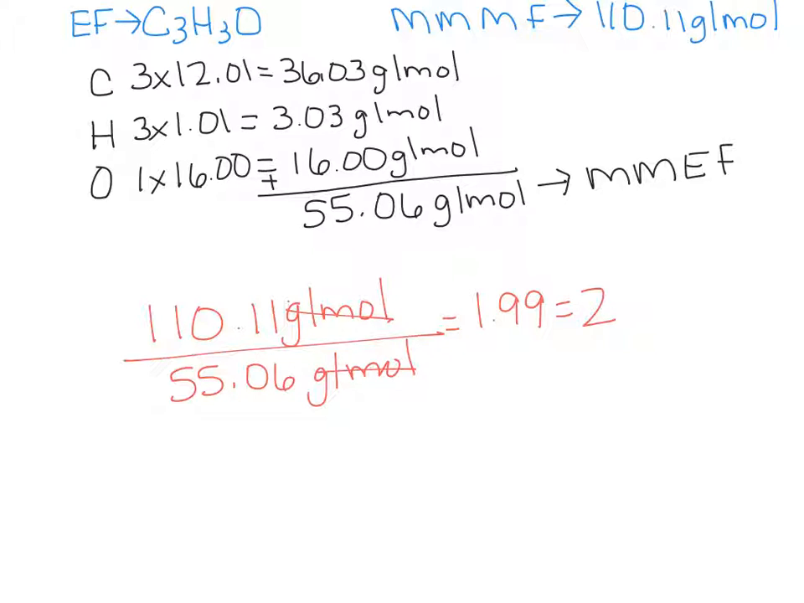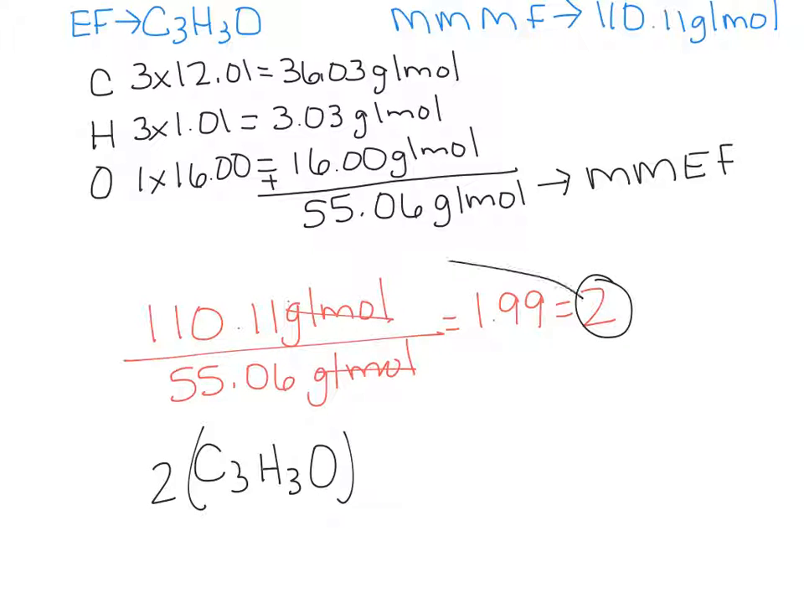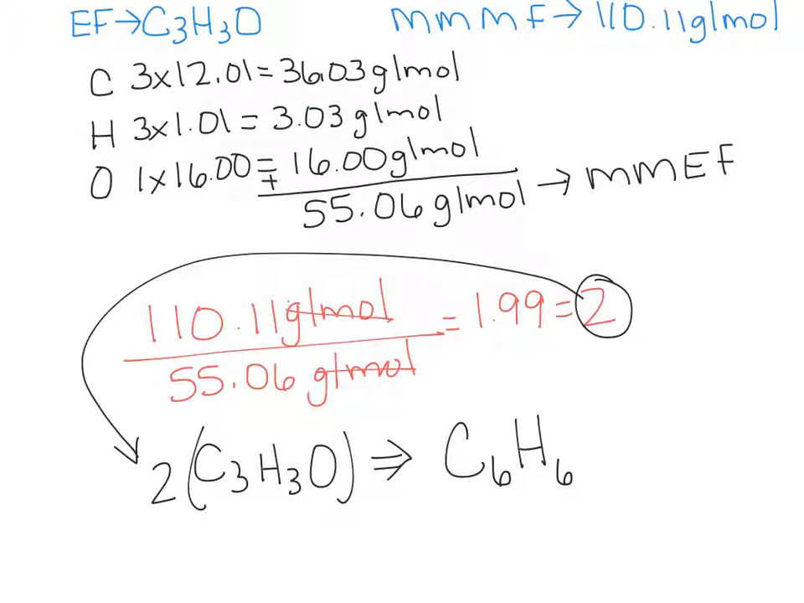So we're going to bring that empirical formula back down. And we're going to multiply all of that by the 2 that we just calculated. Okay, so that means our molecular formula then is going to be C6H6O2. And again, that's our molecular formula. Make sure you label that.